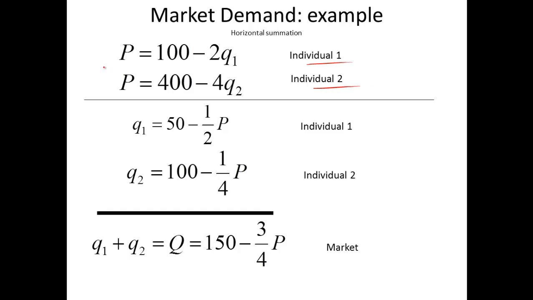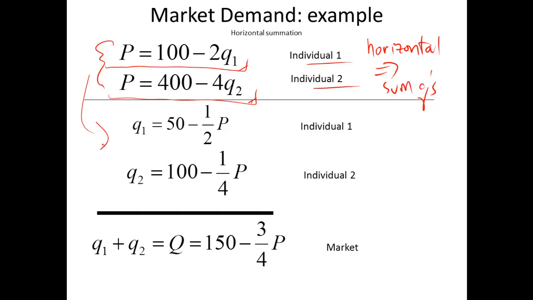For individual 1, we have a demand curve P equals 100 minus 2 times Q1. For individual 2, we have a demand curve P equals 400 minus 4 times Q2. Now we've subscripted the Q's because there are these different individuals. Now here's the trick. Horizontal summation means summing quantities. So we need to rewrite these two demand curves as Q equals. We solve the first one and get Q1 equals 50 minus a half P.